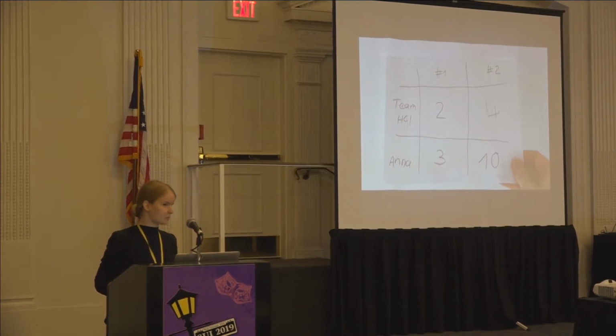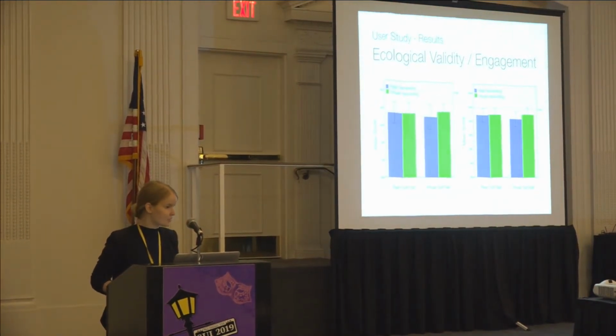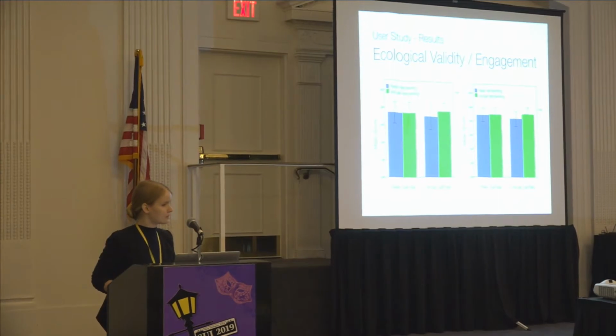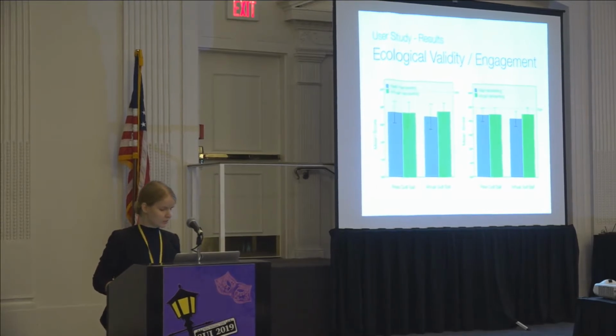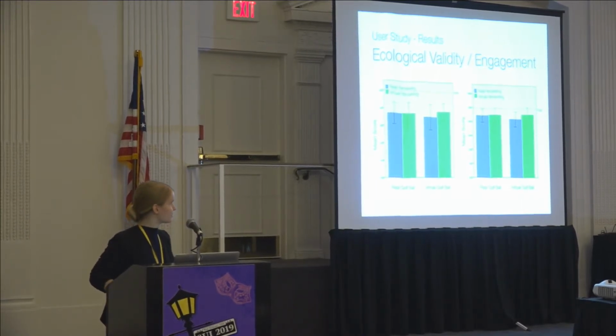After this experiment, we measured different things. So we had some observational data, but we also asked the participants to fill in some questionnaires regarding social presence, spatial presence, and also ecological validity, engagement. I just have 2 examples here, but I think they are quite representative for all of the questionnaires, because as you can see, the results are very similar for all of the 4 conditions. So actually we couldn't find significant main or interaction effects for these 5 subjective measures.